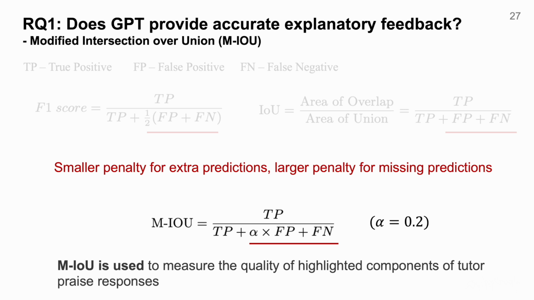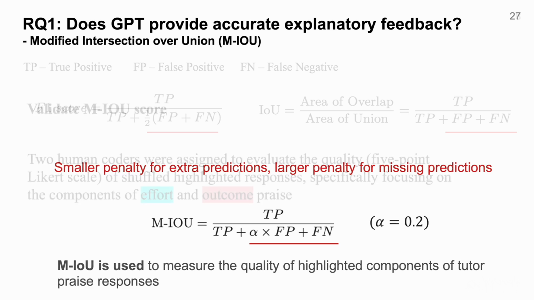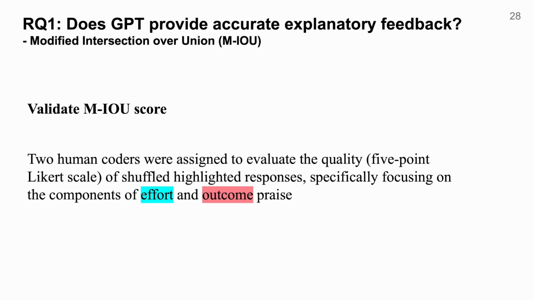For this metric, we assigned alpha to the false positives, and we gave alpha a value of 0.2, based on our observation in the experimental process. So the M-IoU score is used to measure the quality of a highlighted component of the tutor praise responses. And we further invited 2 human coders to evaluate the quality of the highlighted responses from the expert annotation and also the GPT predictions, using 5-point Likert scales.